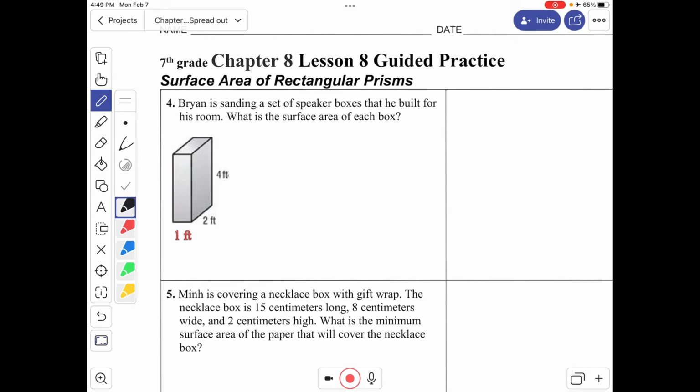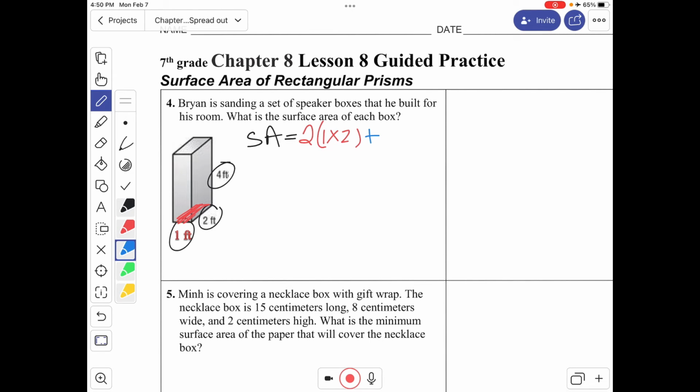On the next page, number 4. This time they gave us a picture, but it's not a net. So let's see again if we can use that pattern. Brian is sanding a set of speaker boxes that he built for his room. What is the surface area of each box? So again, we're going to look for surface area, and I see 3 numbers again, and I need to use each number twice. So remember the pattern, 2 times, and let's do the bottom of the box. That would be 1 times 2.